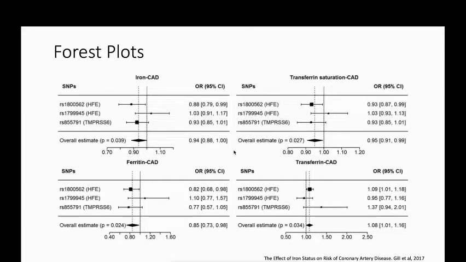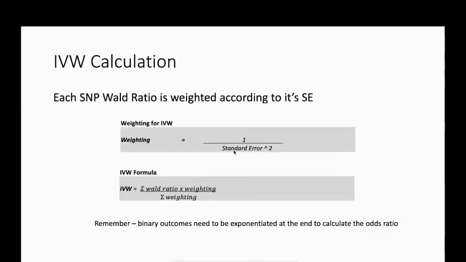Again, it's also important to remember that binary outcomes, so coronary artery disease, yes or no, need to be exponentiated at the end to convert these to an odds ratio.